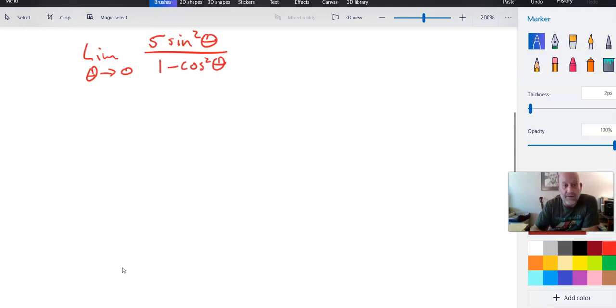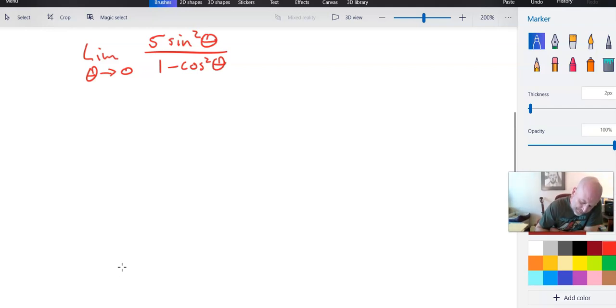Okay, now looking at this right off the bat, sine of 0 is 0, so that makes that numerator 0. Cosine of 0 is 1, right? So now this is 1 minus 1, which is 0. So I have a 0 over 0 here, right? And that's a bit of a problem. So I need to be able to handle this somehow. Well, this is where identities come in. This is why it's important to know your identities.